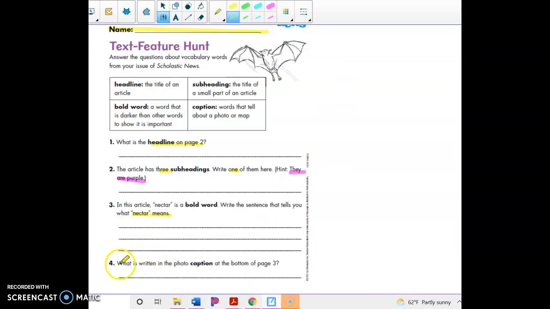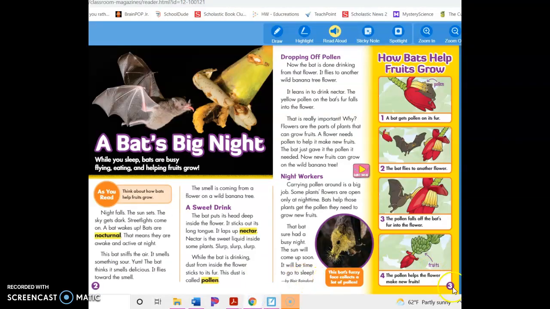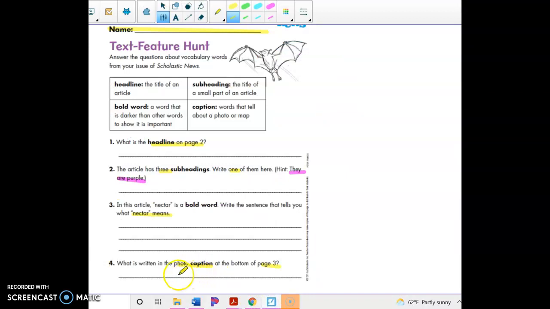The last question says, what is written in the photo caption at the bottom of page 3? The caption are words that tell about a photo or map. So I'm going to come here to page 3. Here's page 3. I'm going to look for the photo. Here it is. And here is the caption. See, it's in orange. That's our caption. I'm going to write the caption again using correct spelling on the lines for question 4.